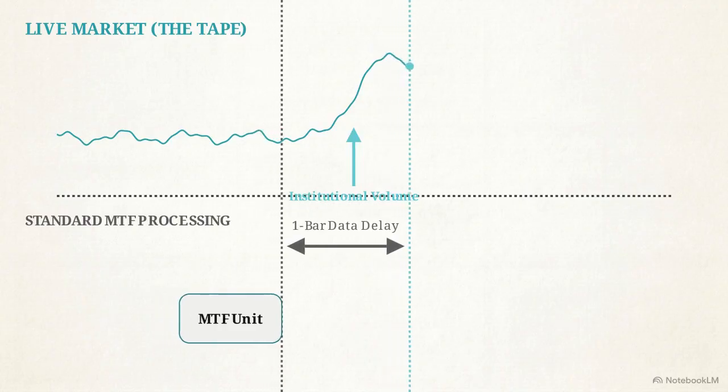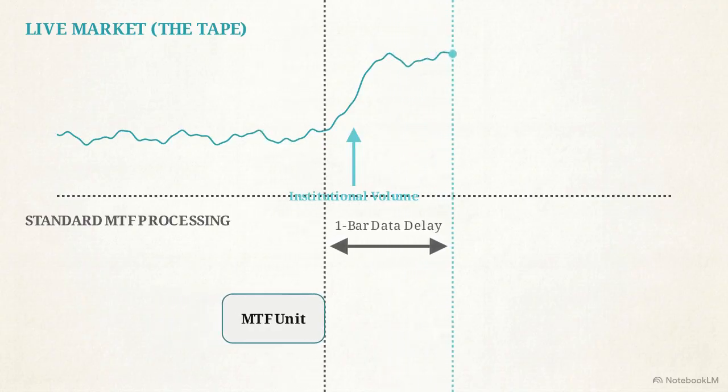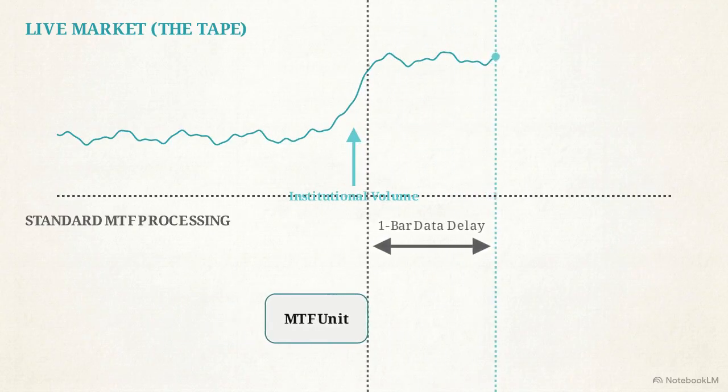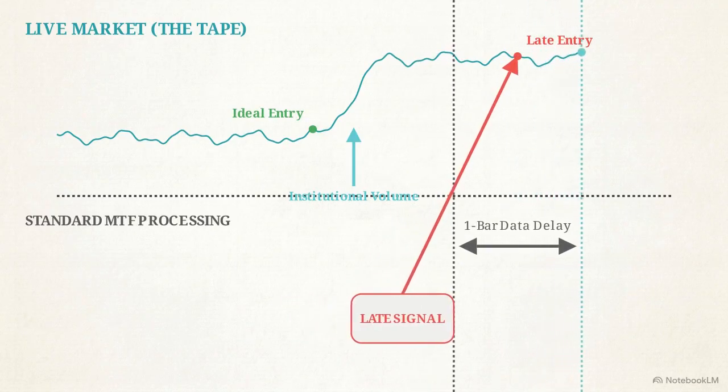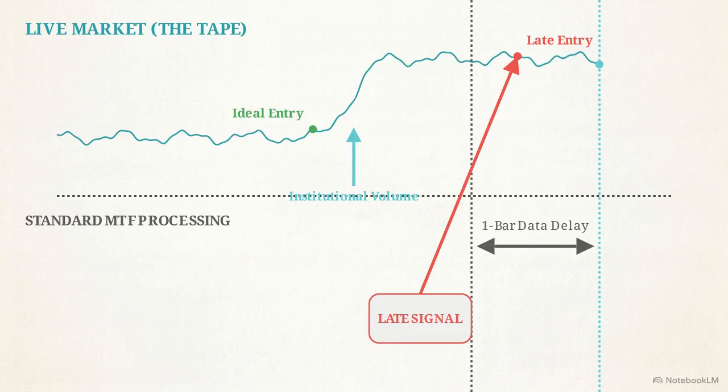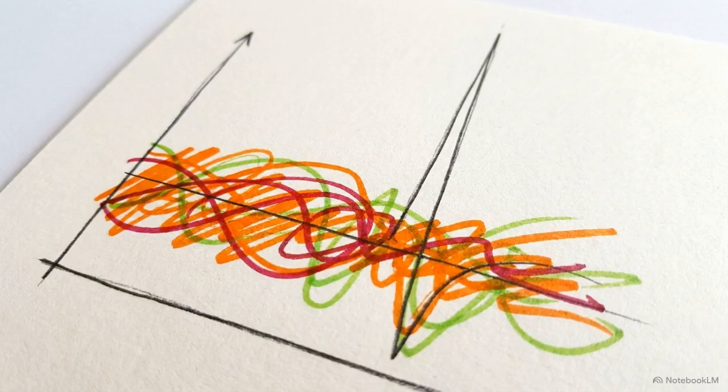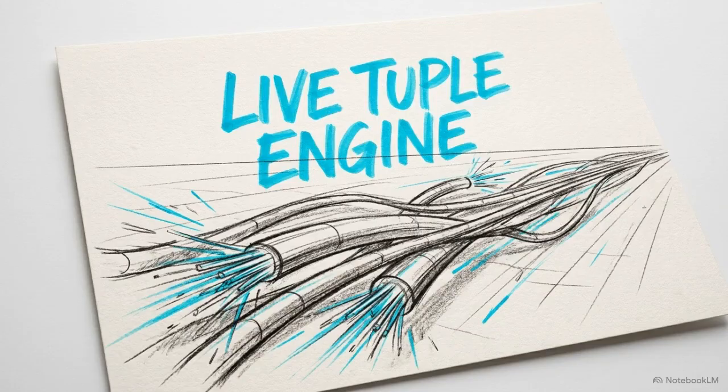The fatal consequence of this lag is visible right here. By the time the processing block finally outputs an entry signal, institutional volume has already moved the market. The ideal entry is long gone. Standard moving average filters are simply too sluggish to survive in a high-frequency order book. Surviving high-velocity markets requires an architectural shift away from historical processing and into zero-latency streaming.